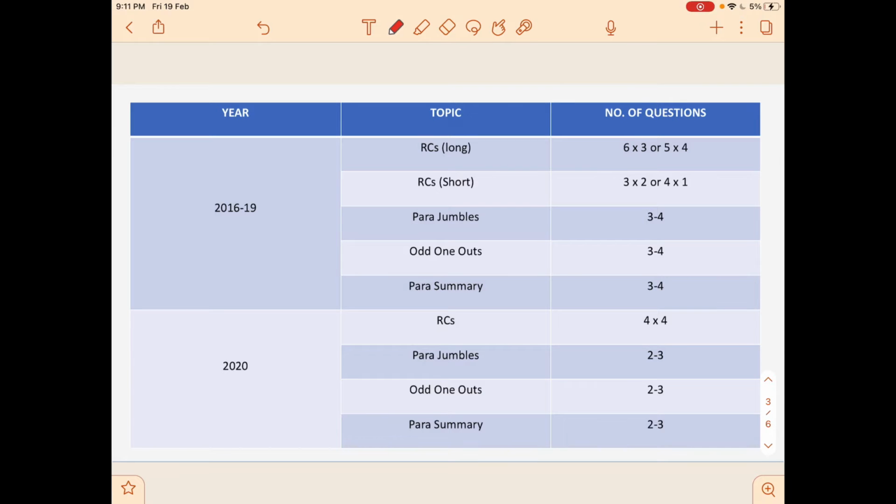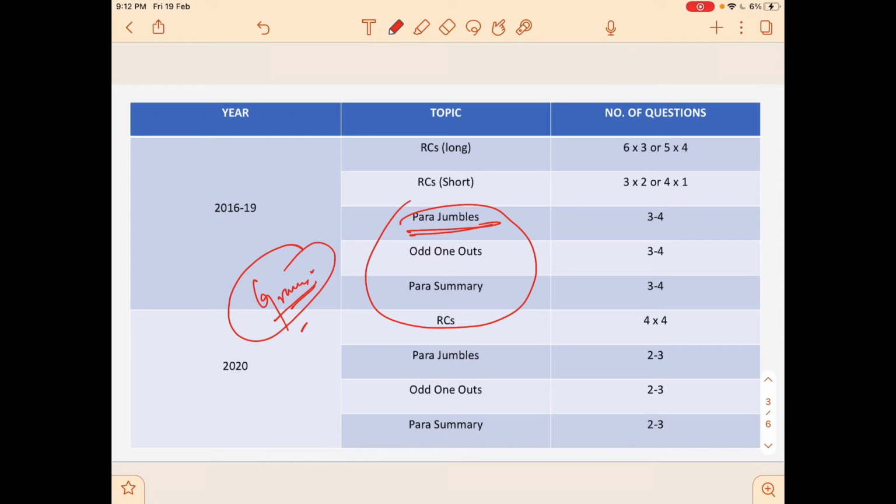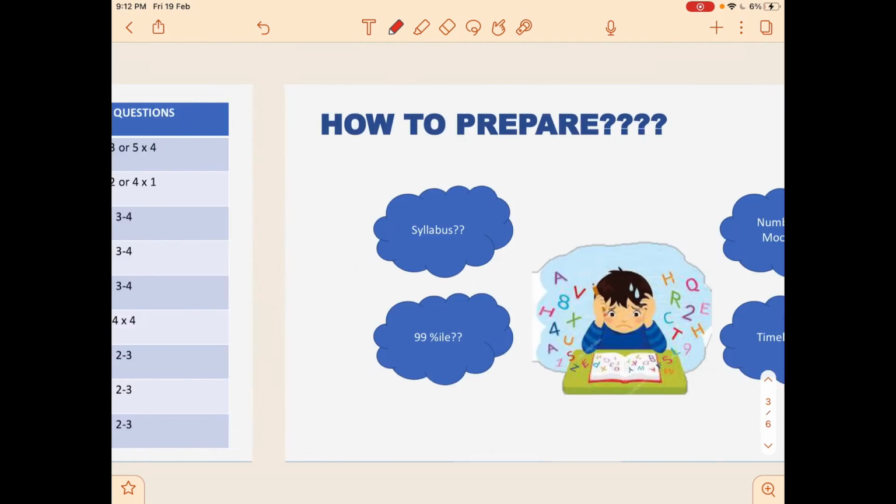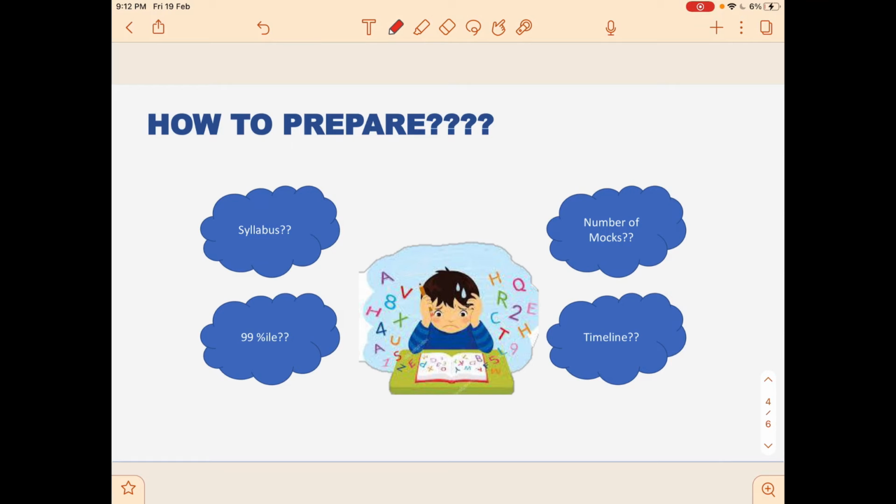Now when it comes to the VA sections, especially for para jumbles, your knowledge of grammar is going to play a pivotal role in how well you perform in para jumbles. So even though no direct questions are asked from grammar and vocabulary, these two still play a very important role as far as the CAT preparation is concerned. Now let's have a look at the timeline of preparation, and then we'll go to the number of mocks and how to attain a 99 percentile.